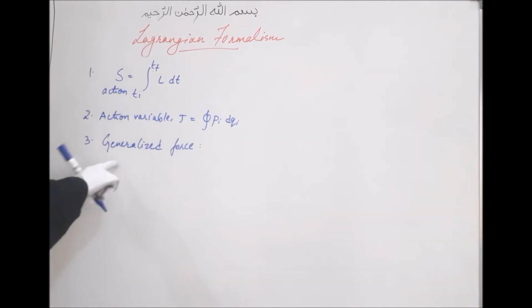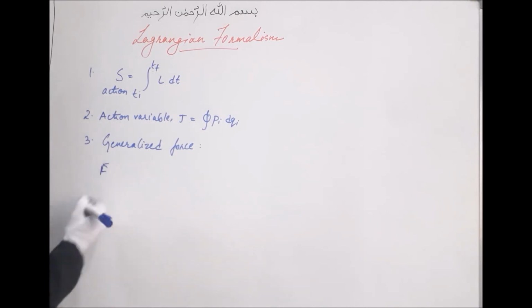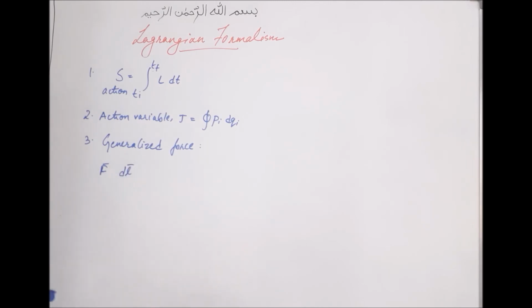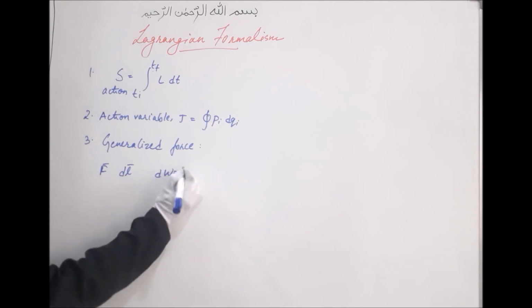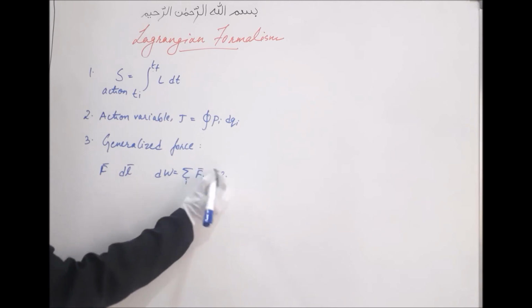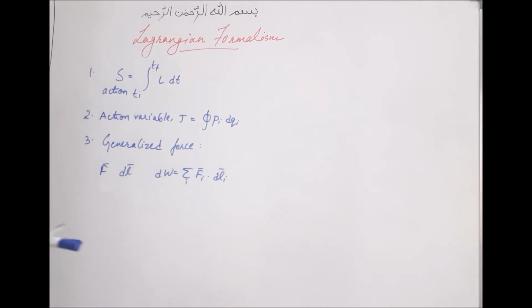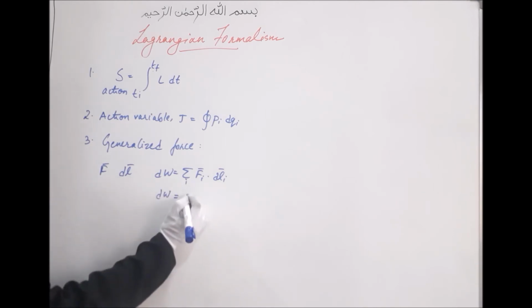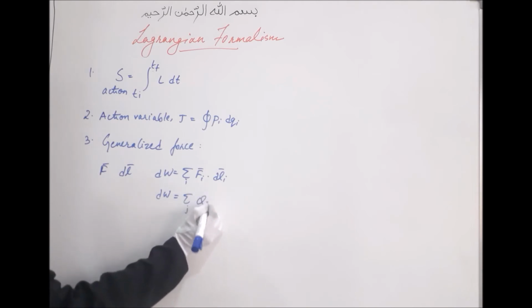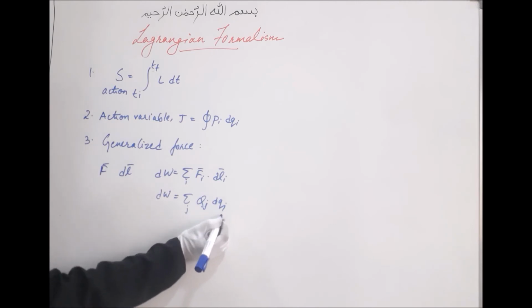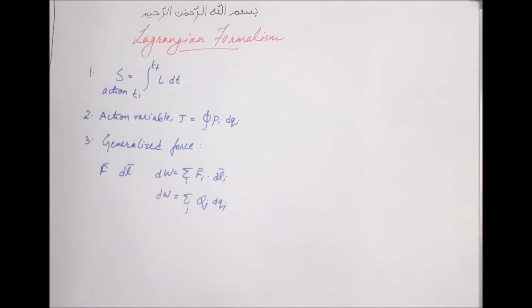Now we have generalized force also. If you have a system and capital F is the applied force on the system, which results in a displacement of, let's say, dl, then the work dw will be equal to summation over i Fi dot dli, on all the particles. In terms of generalized coordinates, we can write this dw as summation over j Qj dqj. This is the generalized coordinate, this is the generalized force Qj.